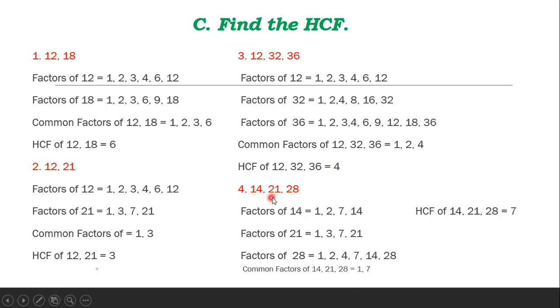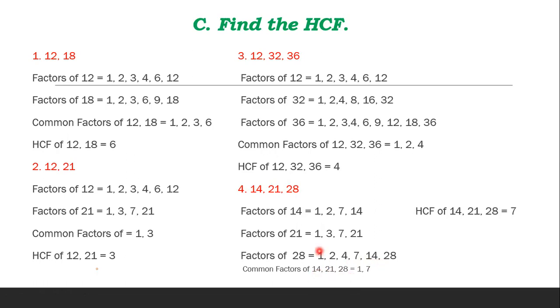Next is 14, 21, 28. Factors of 14: 1 14 is 14, 2 7s are 14, 7 2s are 14, 14 1s are 14. Factors of 21: 1 21 is 21, 3 7s are 21, 7 3s are 21, 21 1s are 21. Next, factors of 28: 1 28 is 28, 2 14s are 28, 4 7s are 28, 7 4s are 28, 14 2s are 28, 28 1s are 28.